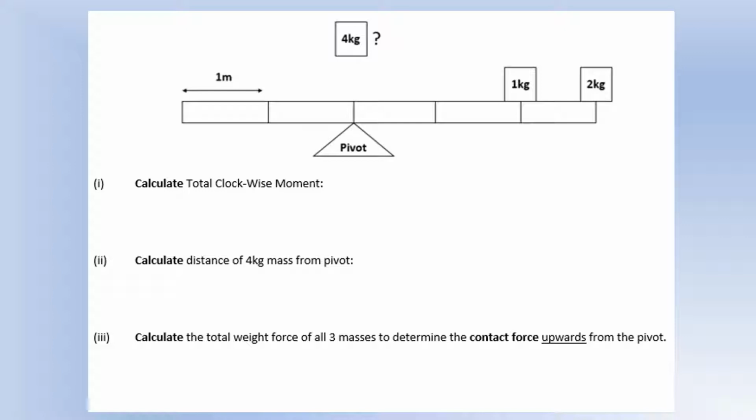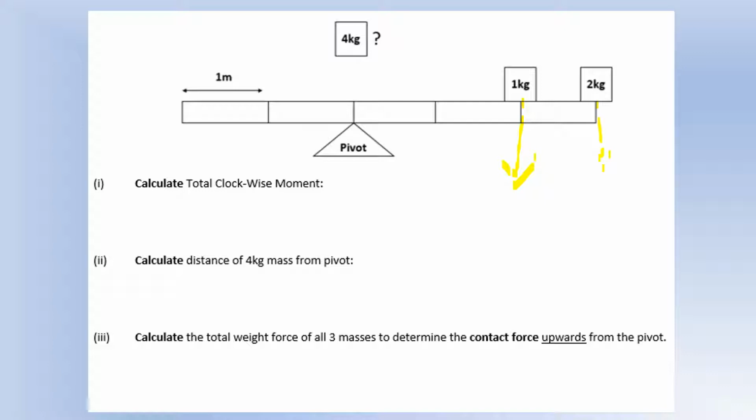Okay, so let's start going through these questions. First of all, we're going to work out the total moment going clockwise. The 2 masses on the right, their weight forces are going to be acting to make the system rotate around. So that's what we can put on there. We've got these 2 acting this way, so they would be described as clockwise moments.